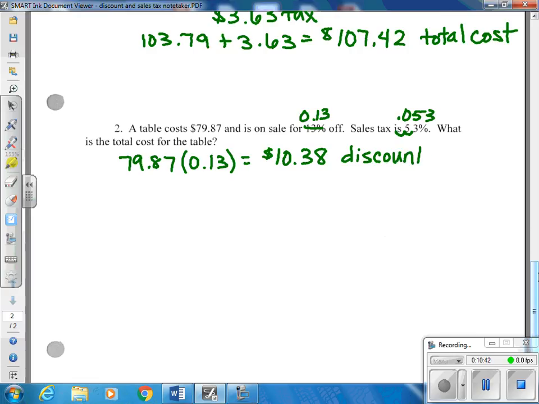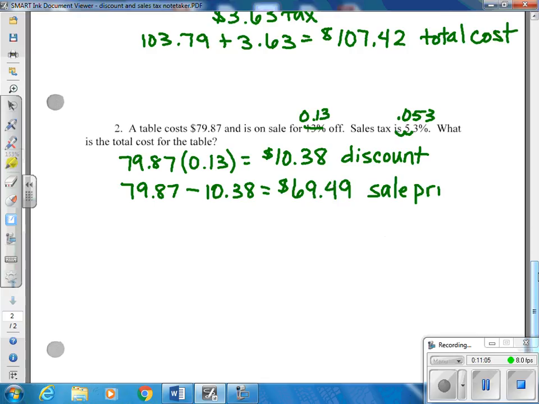Label all of your values so that you know which dollar amount goes with which label. Now, because that's how much you're saving, we have to subtract for discounts. So $79.87 minus the $10.38 is going to give us our sale price. So this table is on sale for $69.49. When you get to the cash register, that's what it rings up as.